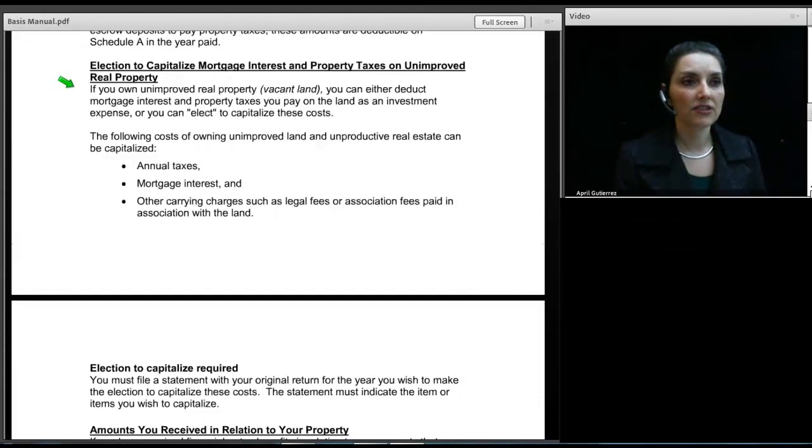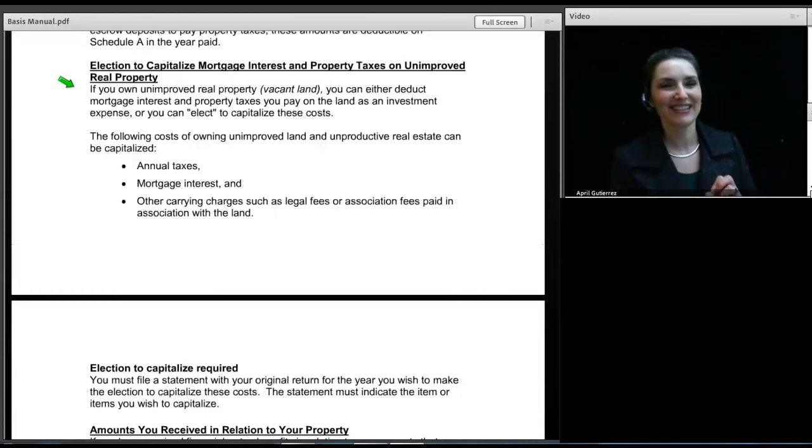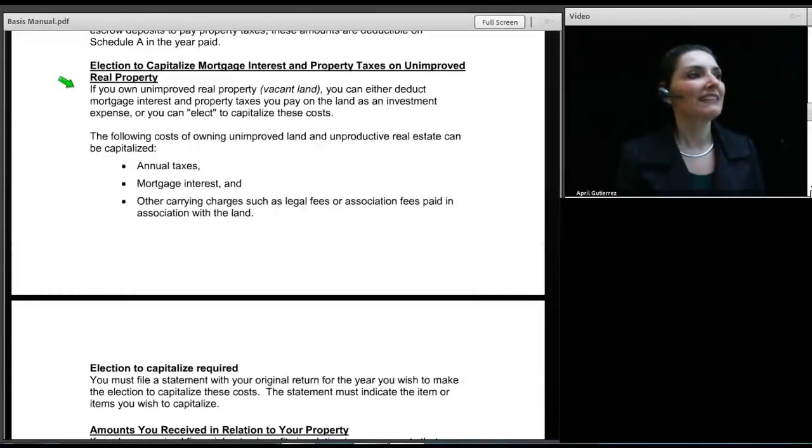You are allowed on Schedule A to claim mortgage interest deductions for your home, for your residence. And that home can be a vacation home, it can be your full-time home, it can be your motor home, it can be a travel trailer. It's something that you live in. That's what makes it your home. Vacant land is not your home, it's land, okay? And because it is not your home, the interest you pay on it is not deductible as home mortgage interest.